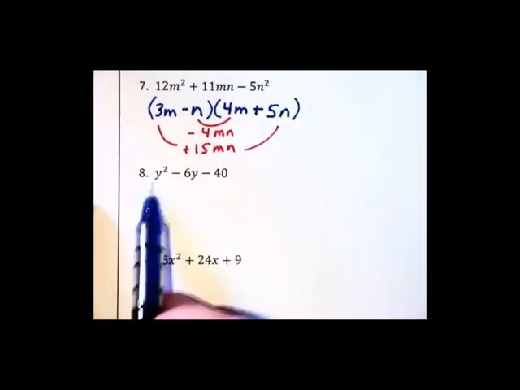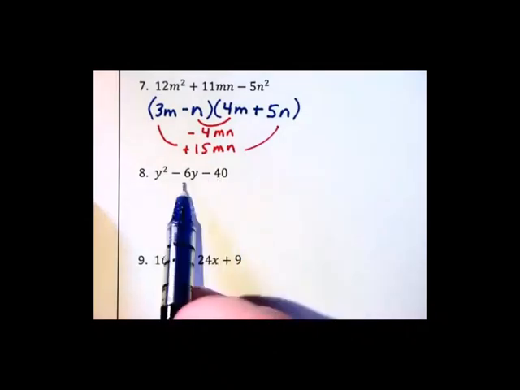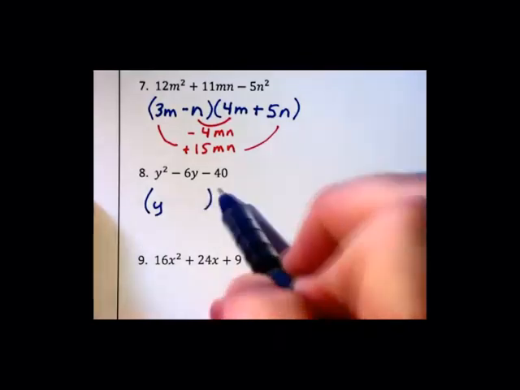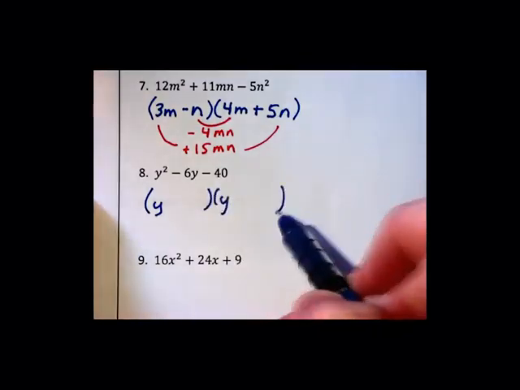Number 8, notice there's no leading coefficient. That means we can play the game of multiplying to 40 and adding up to 6. It's going to begin with y and y in the two parentheses.